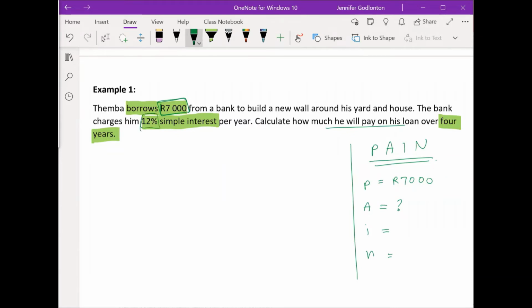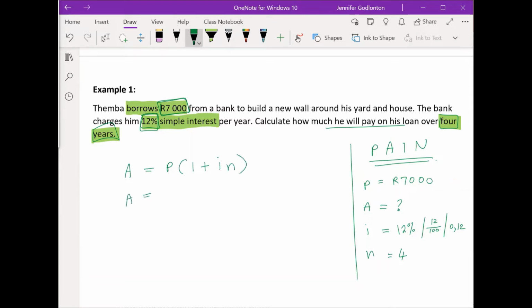I is 12%. We're going to write it as a percentage, or you could write it as a fraction, or as a decimal. Your different teachers will ask you to do it in different ways. And N is our time period, so in this case, it's 4 years. Once we've written our pain grocery list, we get to just stick it into the equation, which makes it nice and easy. So we know that our equation is A equals P, 1 plus I N.